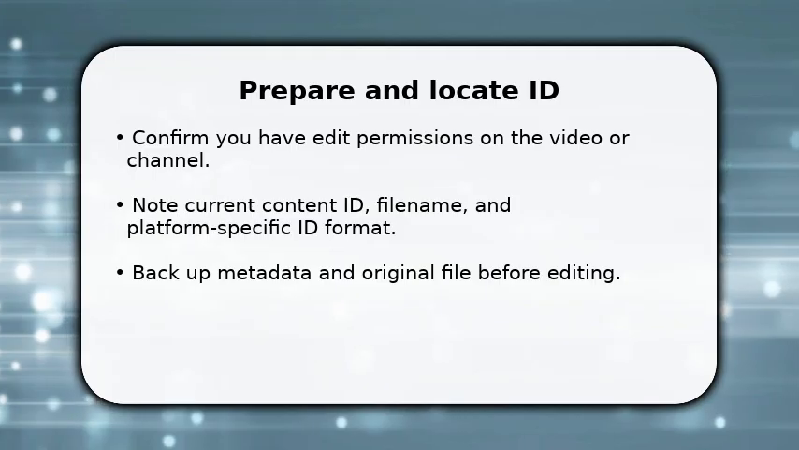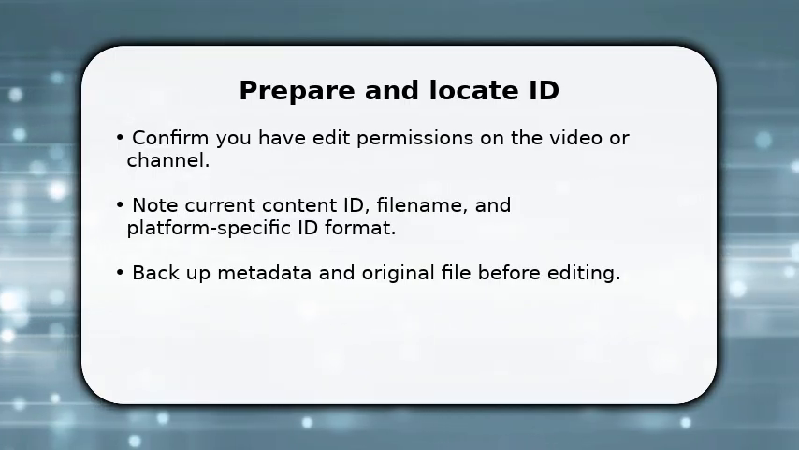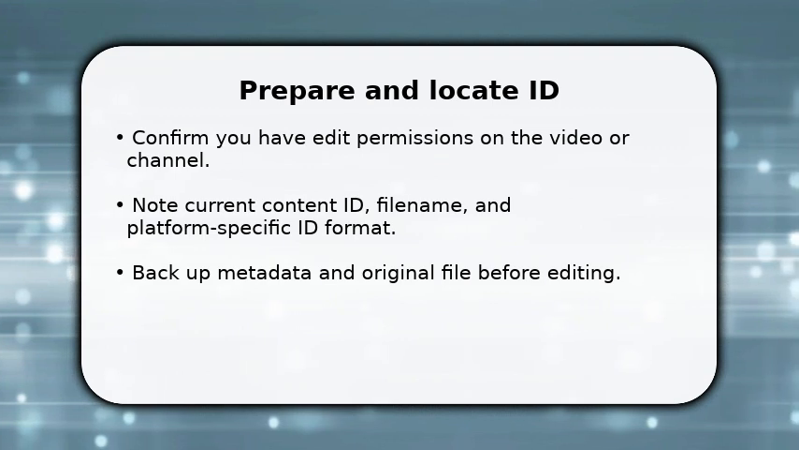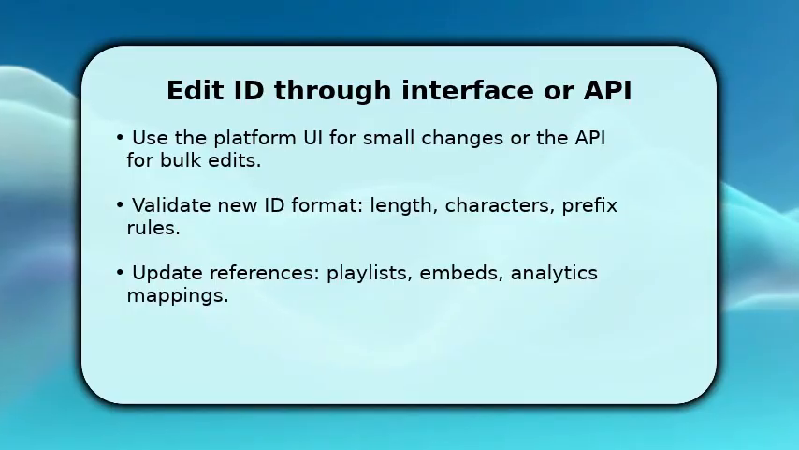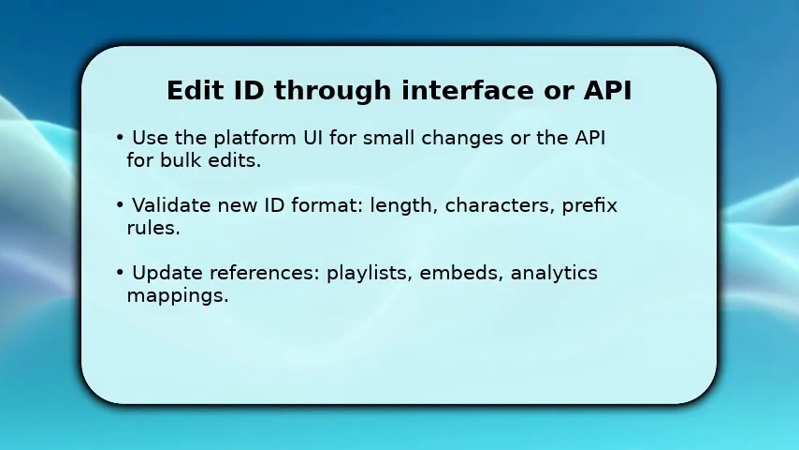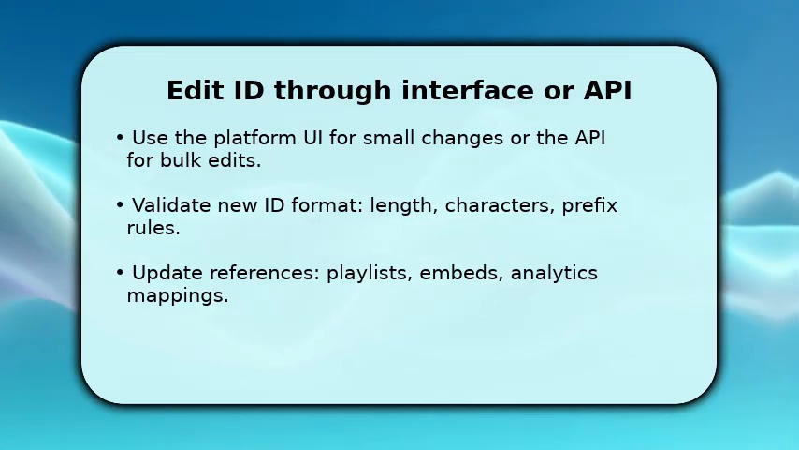Next, open the editor or API console to begin changing the content ID. Don't skip verification steps. Now you perform the actual change. If using the UI, navigate to the video's advanced settings and edit the content ID field. Save and watch for validation errors.